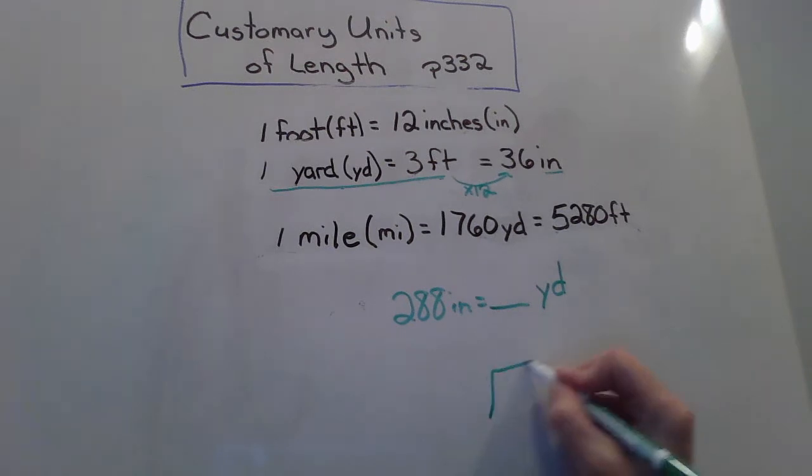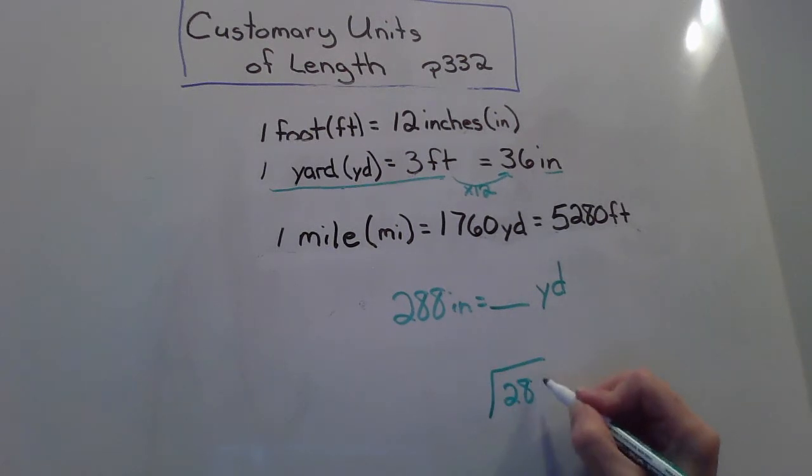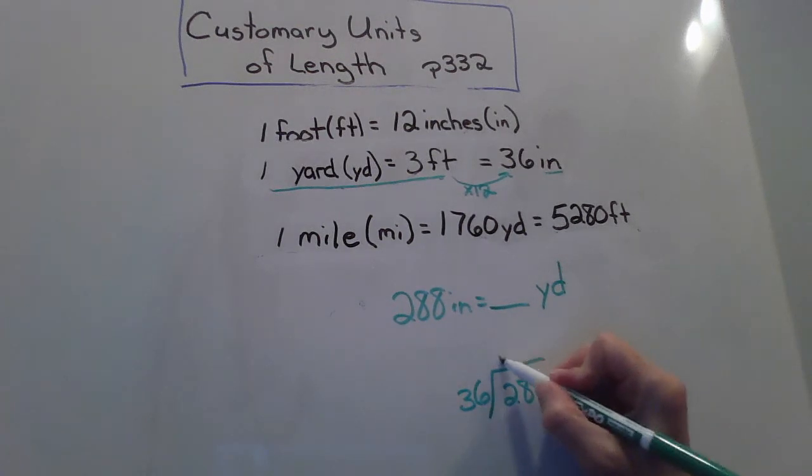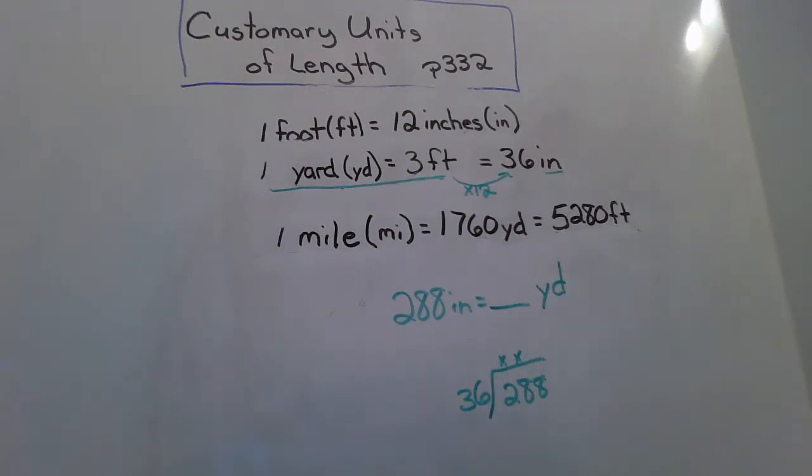So I'm going to take 288 and I'm actually going to divide it by 36. So when I take 288 and I divide it by 36, I ask myself, how many times can 36 go into this? And I know it can't go into 2. I know it can't go into 28. So I have to go into 288. And we sit there and we're like, oh, I don't know, I'm stuck.